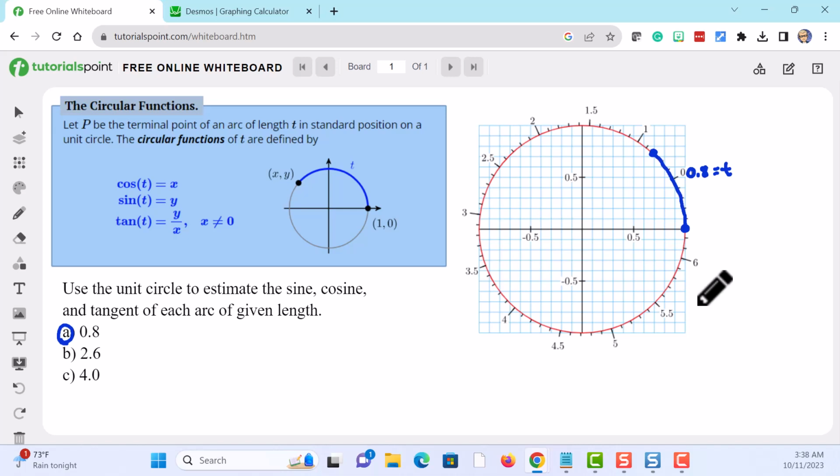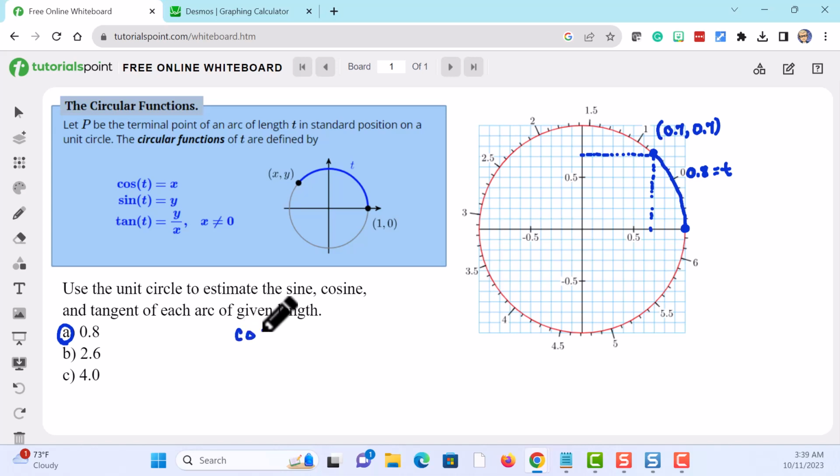Now, once we've measured out the arc length, we then need to determine the coordinates of the terminal point. So if we drop a vertical to the x-axis, we can see that the x-coordinate is approximately 0.7. And going across horizontally, the y value also appears to be 0.7. So once we have the coordinates, we've got our x-coordinate and y-coordinate, we're ready to use our definitions.